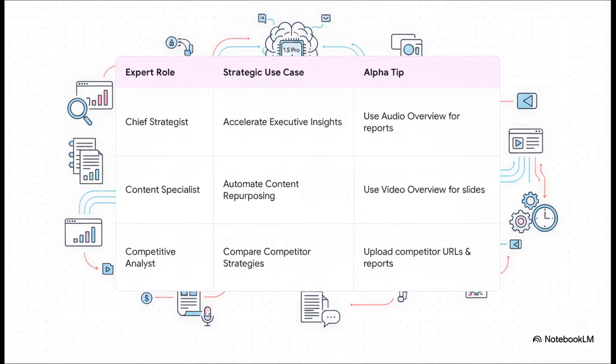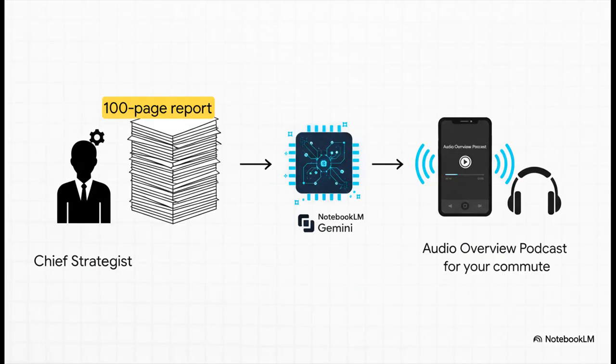But let's zero in on one particularly powerful use case. So imagine this. You're a chief strategist. You get handed a 100-page market analysis an hour before a big board meeting. Instead of frantically speed reading, you just upload it and use the audio overview feature. Within minutes, you have a podcast-style summary of the key strategic insights ready to listen to on your way to the office. Now that is intelligence augmentation in action.